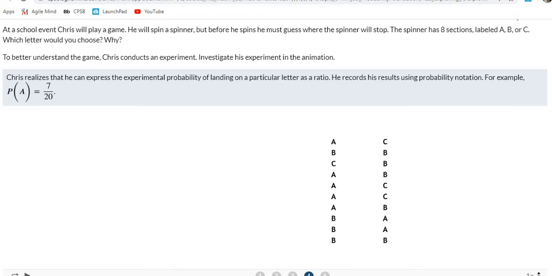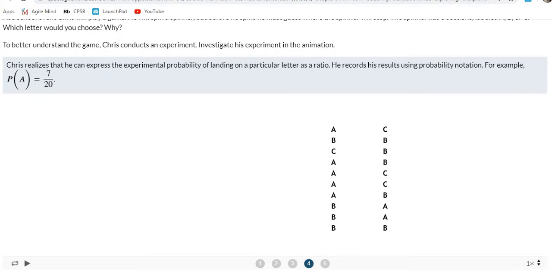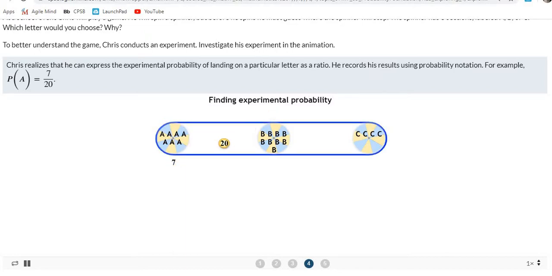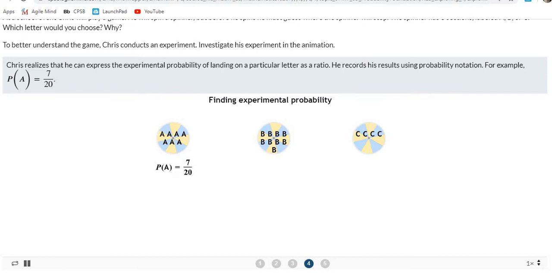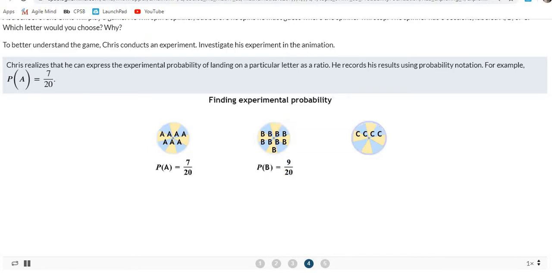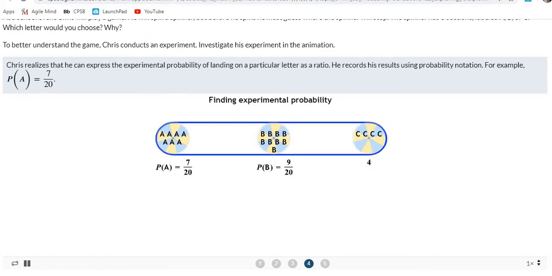All right, so on 1B, this is what we're doing here: calculating and writing in probability notation. They got 7 out of the total of 20. So the probability of A is 7 out of 20. Then 9 out of 20 for B.